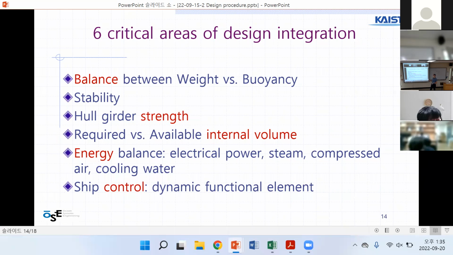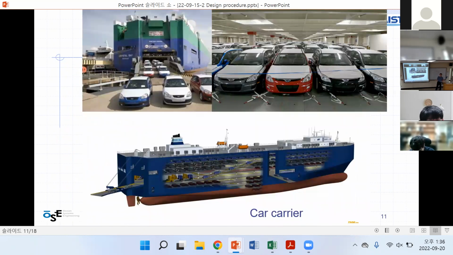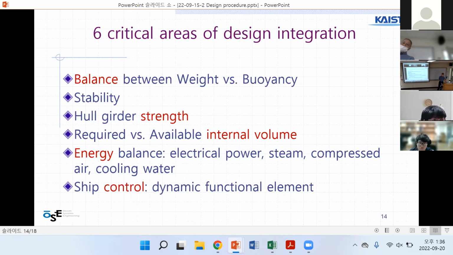Internal volume, this is cargo capacity. For the ship, how many cars can be carried? There is a capacity volume, or parking area. It is important for the money coming in, revenue. So internal volume is important.